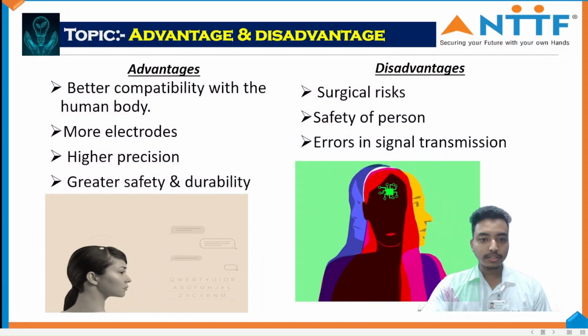Advantages and disadvantages. Advantages: better compatibility with the human body, more electrodes, high precision, great safety and durability. Disadvantages are severe risks, safety of the person, and errors in signal transmission.